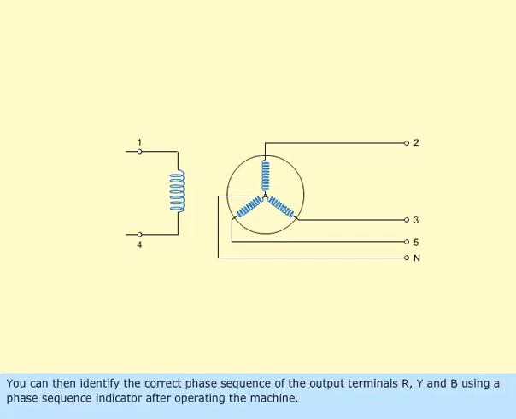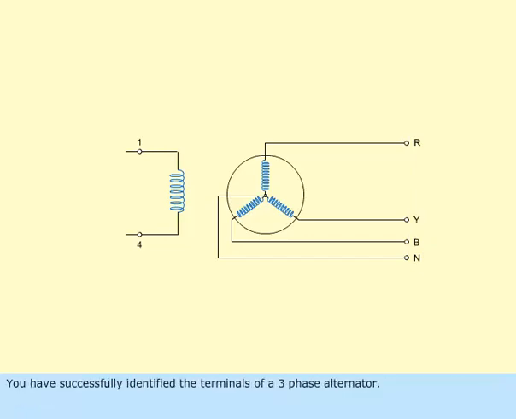You can then identify the correct phase sequence of the output terminals R, Y, and B using a phase sequence indicator after operating the machine. You have successfully identified the terminals of a three-phase alternator.